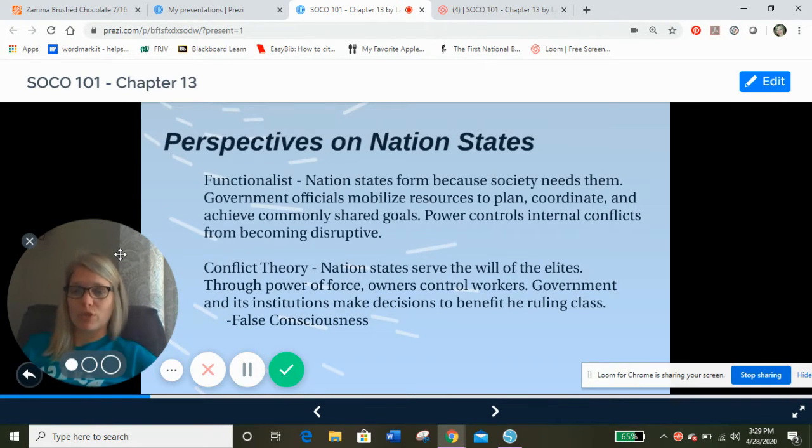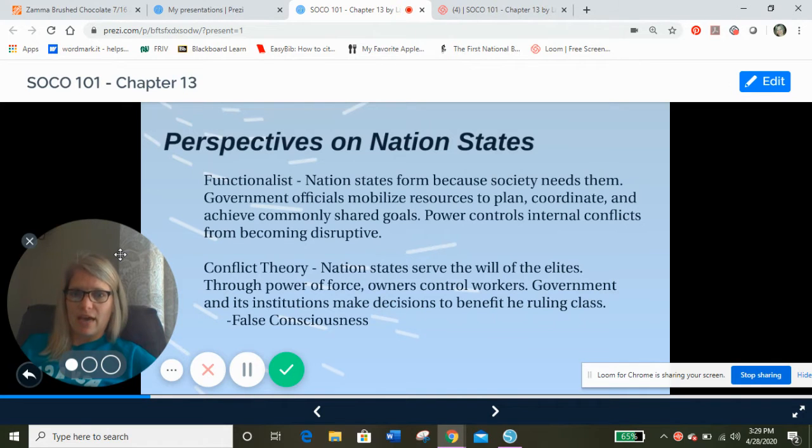So functionalists would look at this COVID-19 situation that we're currently in, and they would say we need this nation state to be able to coordinate our resources, to decide where supplies, ventilators, funds and money are going, to be able to settle this situation and achieve commonly shared goals of having a healthy country.